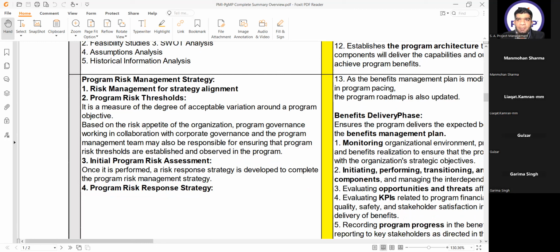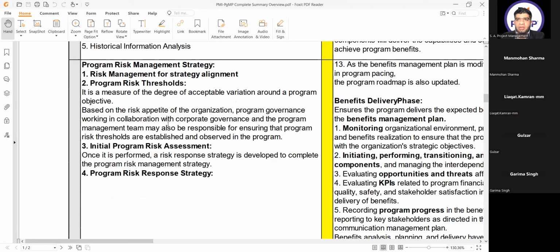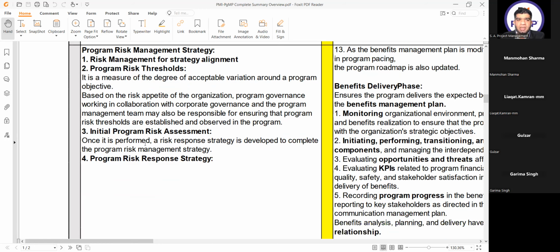Based on the risk appetite of the organization, program governance working in collaboration with the corporate governance and the program management team may also be responsible for ensuring that program risk thresholds are established and observed in the program. So it means that risk appetite is the defining factor for setting the risk thresholds. Once the initial program risk assessment is performed, a risk response strategy is developed to complete the program risk management strategy. So in the ECO also you will get the initial program risk assessment.